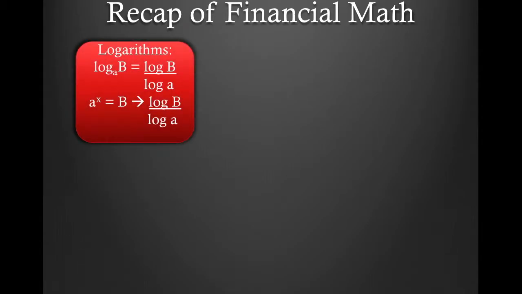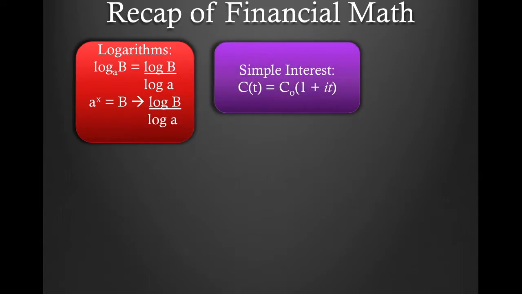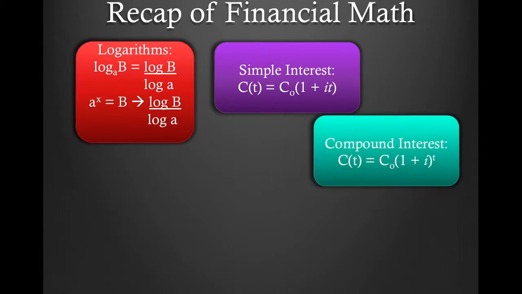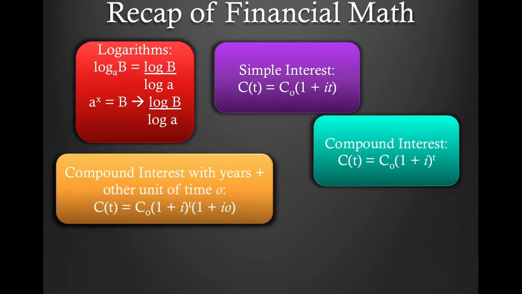So now that we've pretty much covered everything of financial math, let's just review. We've done logs, so you know the change of base formula: log base a of b is equal to log of b over log of a. You also know that when you have an equation a to the x is equal to b, to solve for x, you do log of b over log of a. You've been introduced to the simple interest formula where C of t is equal to C of 0 times 1 plus i times t. Your compound interest was the same thing, except instead of i times t, it'll be 1 plus i to the power of t.